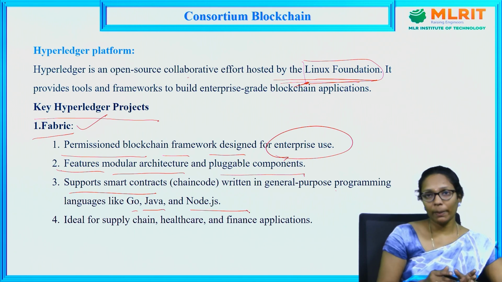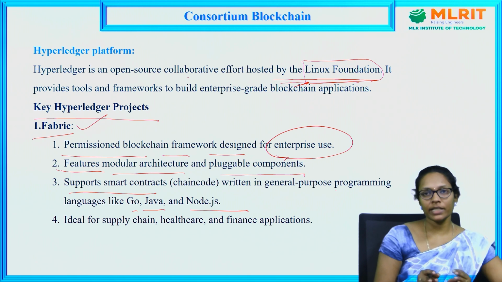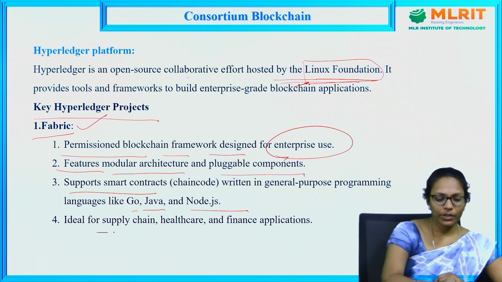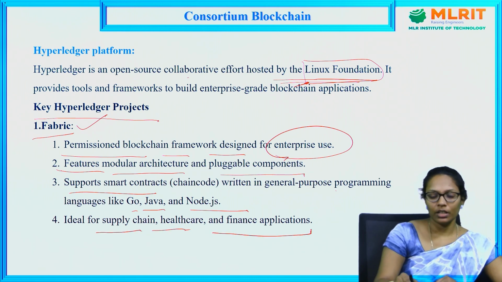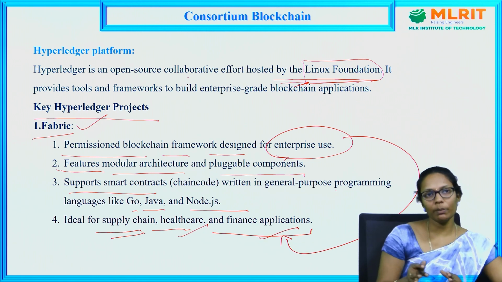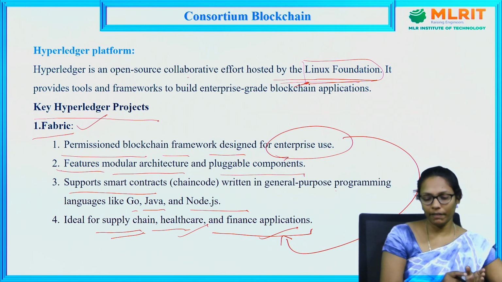So in this Fabric, you write the smart contracts in general programming languages. If you want to use Solidity, you can also use Solidity, but we already know some existing programming languages like Go, Java, or Node.js. Using these languages, we can design the smart contracts in this Fabric. It is ideal for supply chain, healthcare, and finance applications. So as we discussed, for enterprise usage under supply chain, healthcare, or finance applications, whatever applications you want to design under these categories, you can go with Hyperledger Fabric.